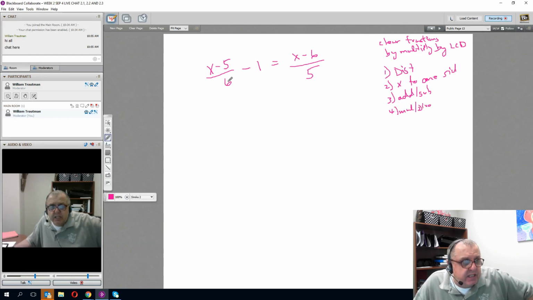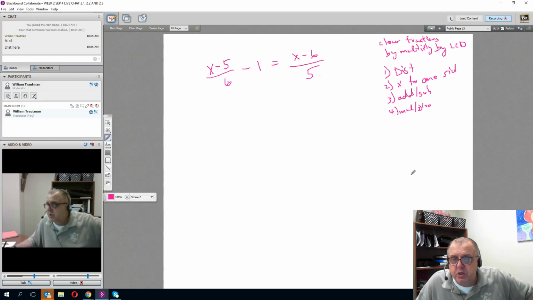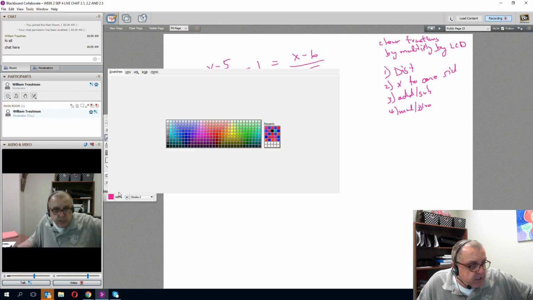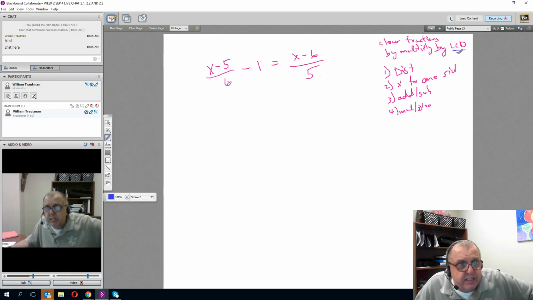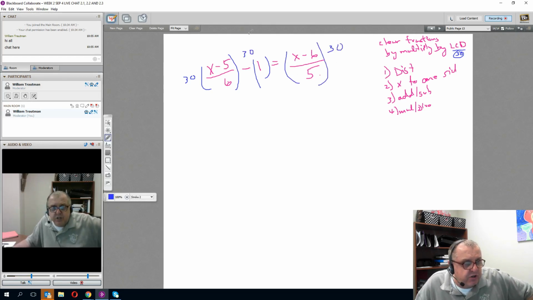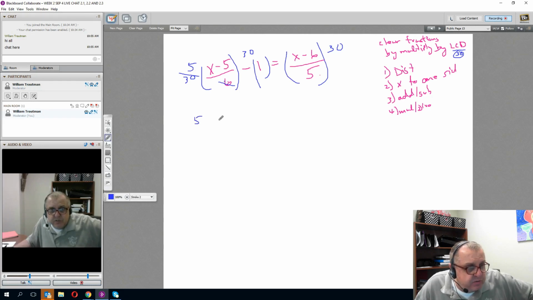If you look at this 6 and 5, what number do 6 and 5 both go into? It's 30. So I need to clear the fractions by multiplying; 30 is my LCD. I'm going to multiply this term by 30, this term by 30, and this term by 30. Do you see? Each term by 30. 6 goes into 30 5 times, so I'm left with a 5 on the outside. The 6 canceled with the 30.